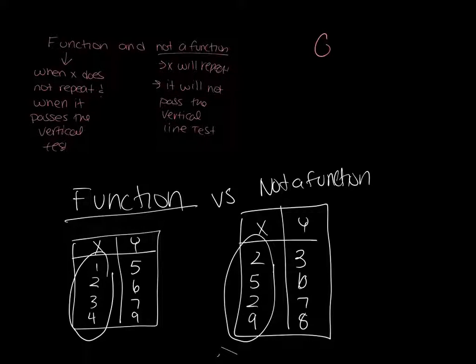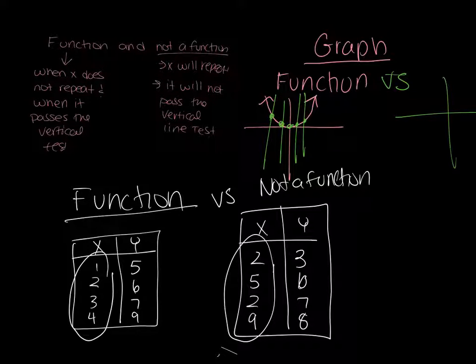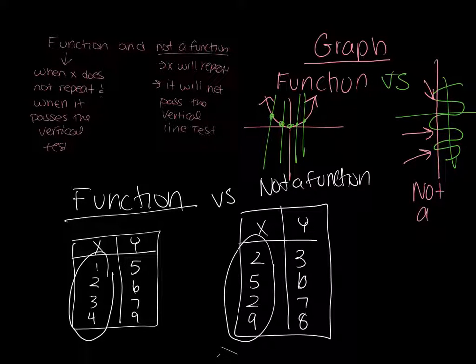Another way you can do it is with a graph. For a function, let me give you an example. I draw a quadratic, and I draw a vertical line through it. It only hits one point, so it is a function. Versus if it's not a function, if I draw some scribble line like this, and I draw a vertical line, it's hitting here, here, and here. So that's going to be not a function.